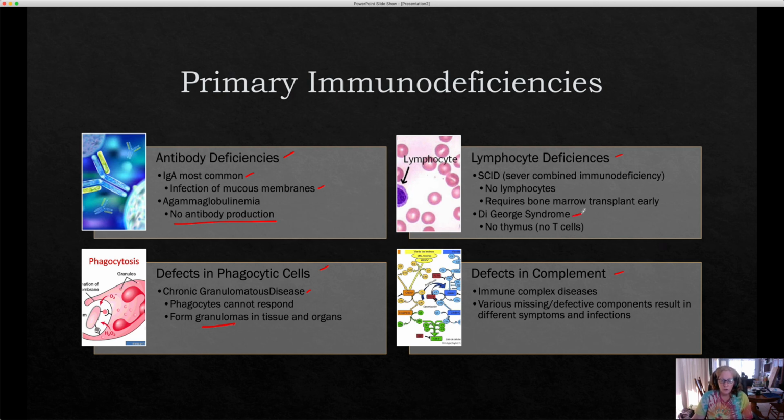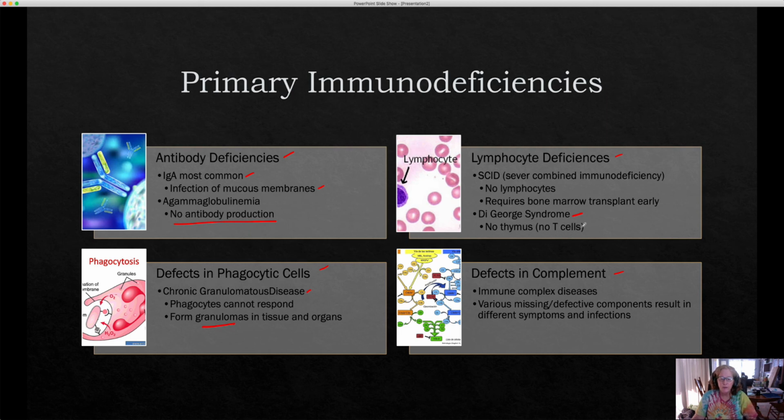DiGeorge syndrome is when somebody is either born without a thymus or with a thymus that is non-functional. And so in this case, if there's no thymus, the person will have no T cell response. They will be very susceptible to viral diseases and intracellular bacterial diseases, but yet their B cells are still working, so they may still have some antibody response to bacterial diseases. There's just not going to be a lot of memory cell production.